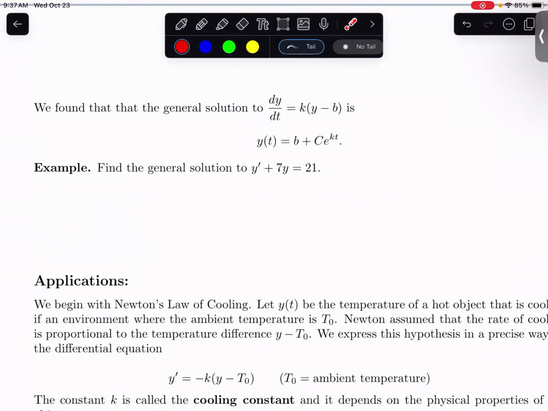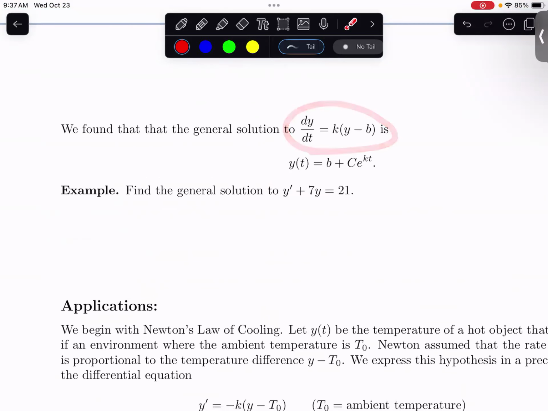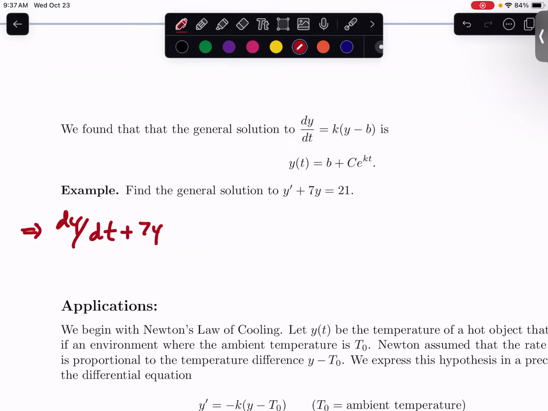Okay, so we have something of the form y prime plus 7y is equal to 21, and we want to find the general solution of this. It doesn't look like it's of this form, but the trick is if you subtract 7y and factor out a 7, you end up with something of this form. So we have dy/dt plus 7y is equal to 21, and what you can do is subtract 7y from both sides.